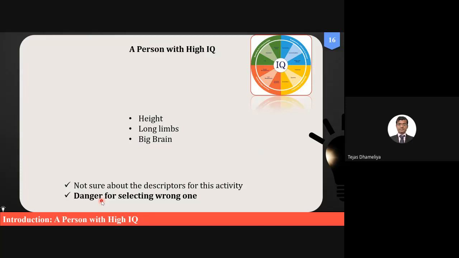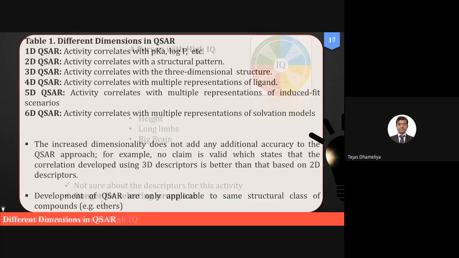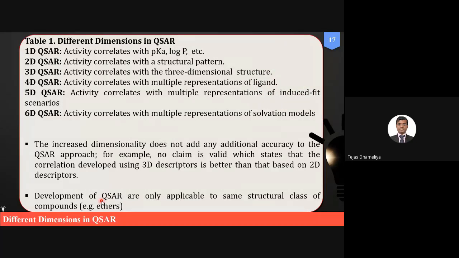So this is one of the dangers that we should keep in mind. It is a kind of alert that whenever we are selecting the parameters, they must be correlated with the biological activity. So up to this time we have seen, and this was the slide with which we started our next discussion.